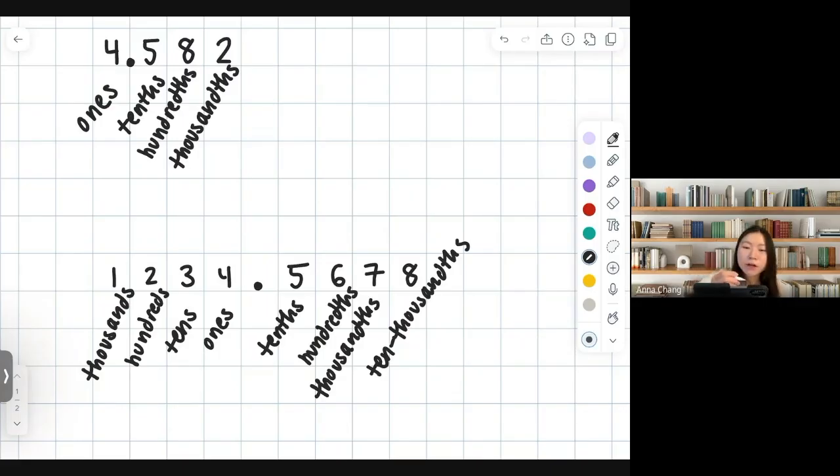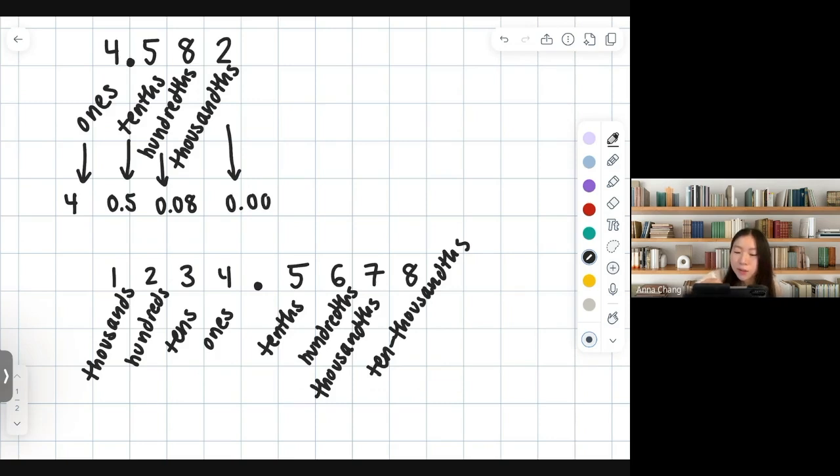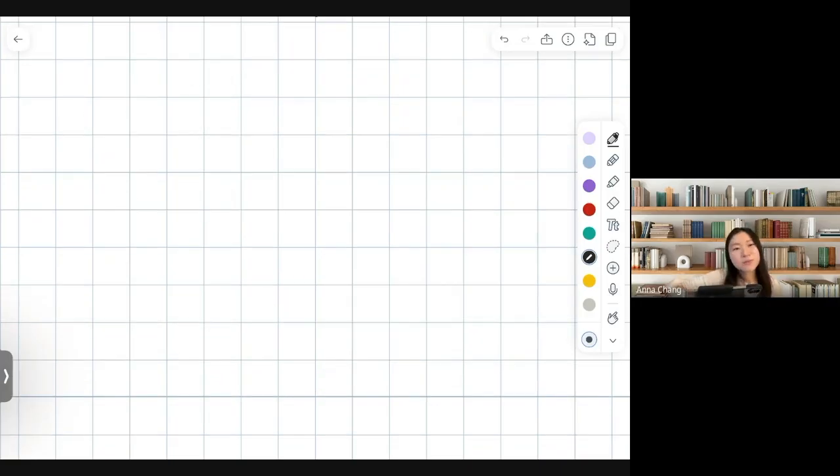So here in our original example, this 4 represents 4. This 5 here represents 5/10, written as 0.5. This 8 here represents 8/100, written as 0.08. And this 2 represents 2,000ths, written as 0.002. Decimals and fractions can represent the same quantities in different forms.